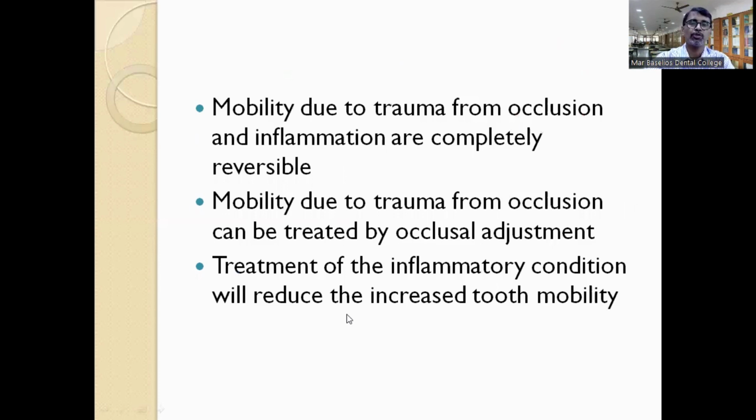Mobility due to trauma from occlusion and inflammation is completely reversible. You can relieve the tooth of trauma, and you can treat inflammation by your instrumentation, that is periodontal debridement or scaling and root cleaning. Trauma from occlusion is corrected by occlusal adjustment, and inflammatory conditions, as I said, are treated by periodontal instrumentation. This will reduce the mobility if the causes are trauma from occlusion and inflammation.